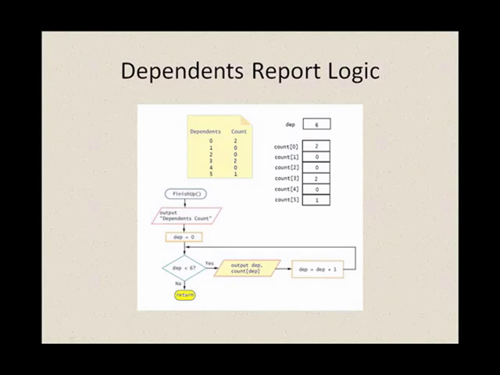You've successfully used an array to accumulate the number of dependents for 0 through 5 dependents.